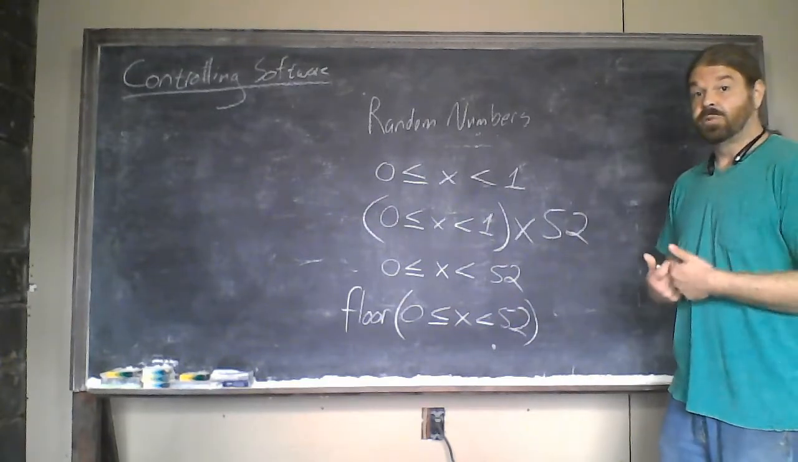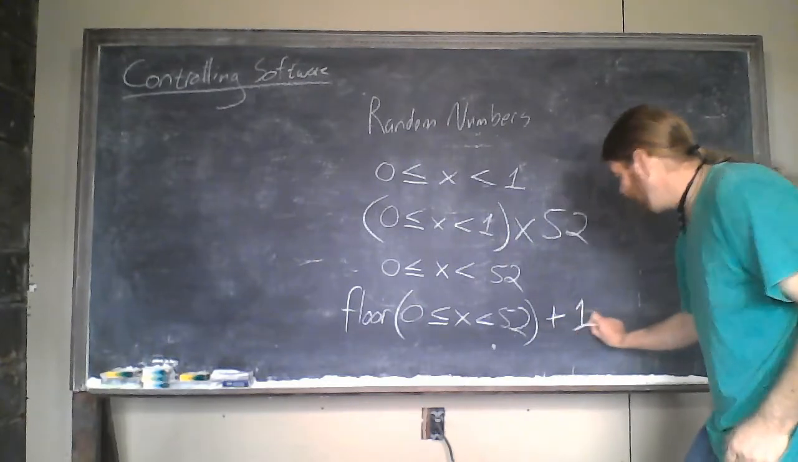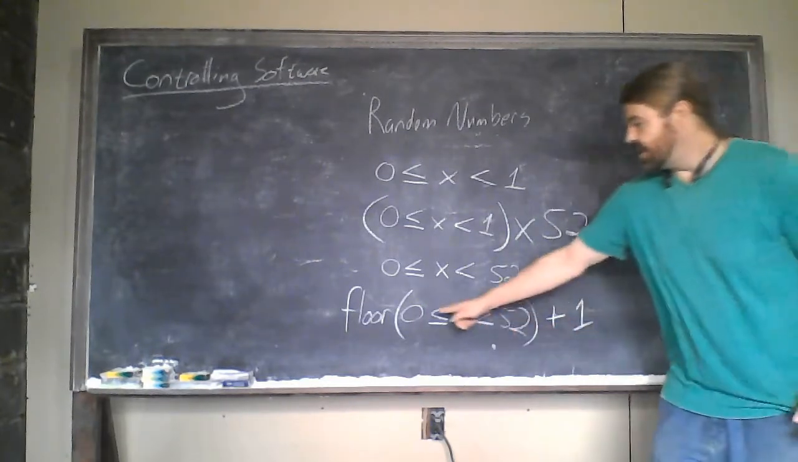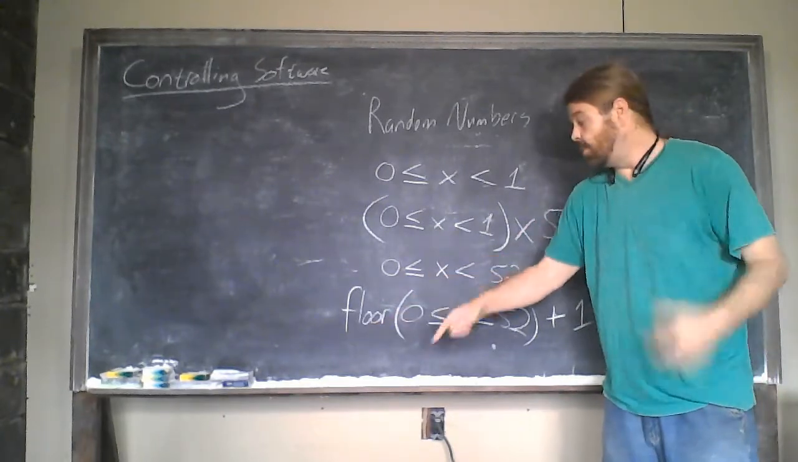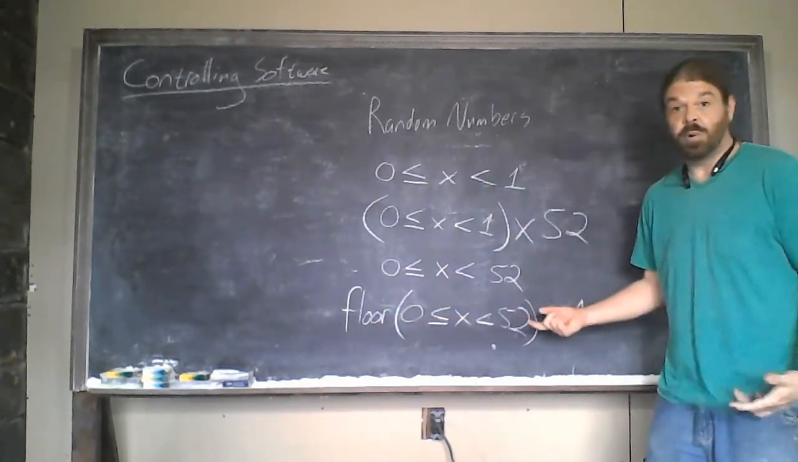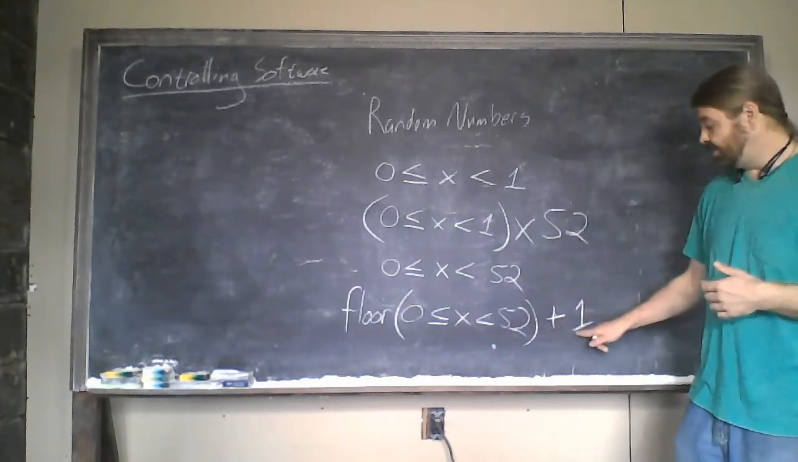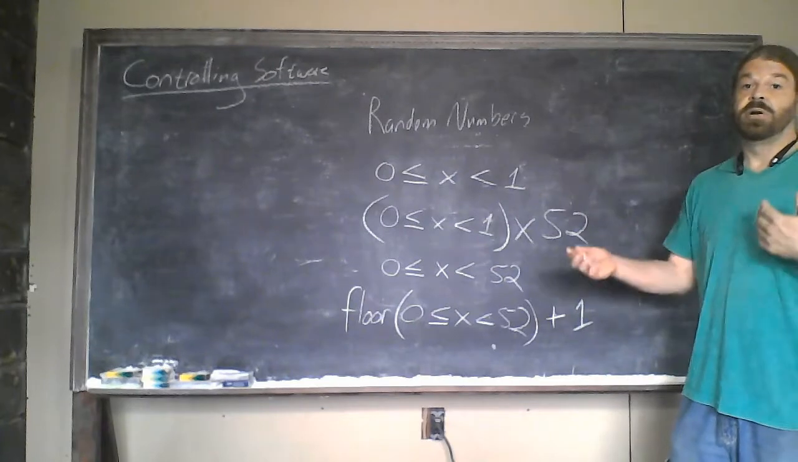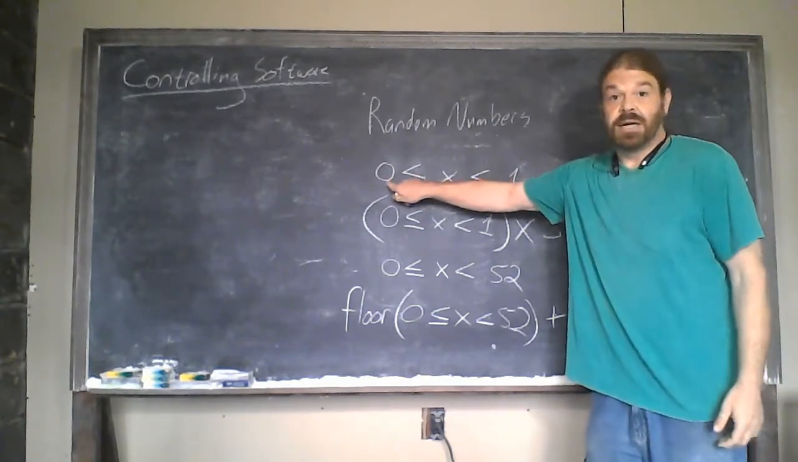And if we wanted to use 1 through 52 again, then we could add 1 afterwards, because this, when we floor it, gets us a whole number between 0 and 51, inclusive on both sides. So if we add 1, that would get us back to 1 to 52. So that's the idea of random numbers. We'll do that a lot.